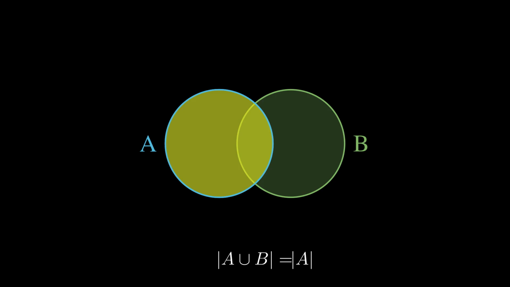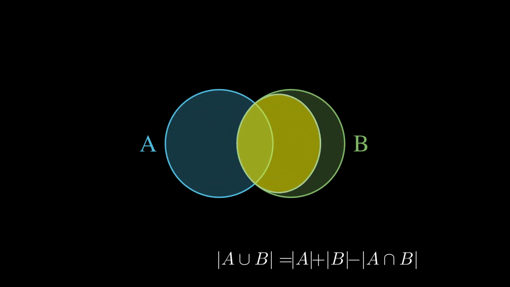Notice that the elements in both set A and set B, those in the intersection of A and B, have been counted twice. So we need to subtract one instance of the intersection elements to ensure that the common elements are counted only once. Now, we've counted the number of elements in each part, and each part has been counted only once. We are done.